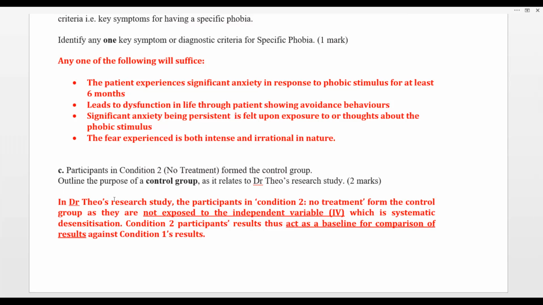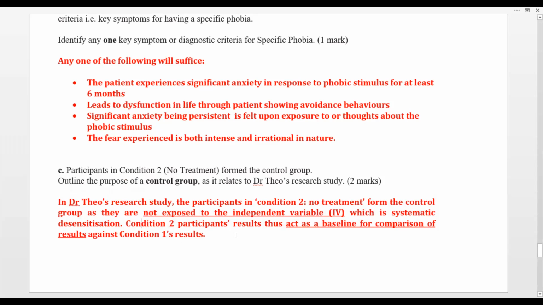Okay, so that's basically 2 marks there. You get 1 mark for talking about the fact that the participants in condition 2 are not exposed to systematic desensitization, and 1 mark for explaining that they're used as a baseline for comparison of results. It doesn't have to be word for word like what's on the screen here, but as long as you're mentioning those key ideas, you will get 2 marks there.